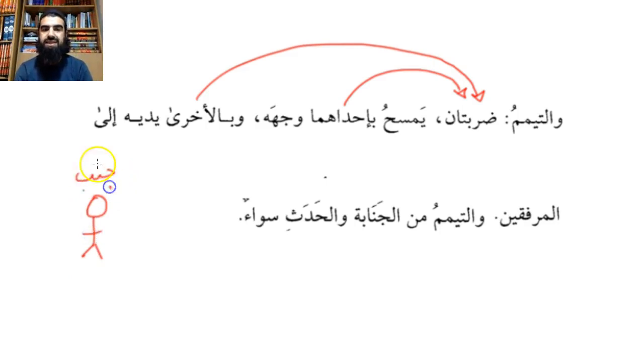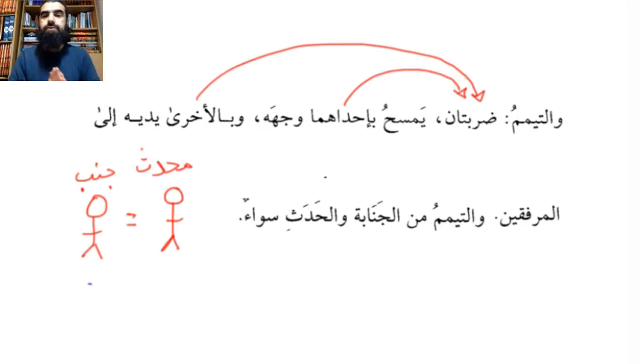So for example, let's say this guy is junub. His state is equal to the guy who is muhdith, in the state of hadath. Junub is the guy who's in janaba. Muhdith is the guy who is in hadath. Right? So these 2 guys are equal when it comes to tayammum. In other words, they do exactly the same thing in tayammum.